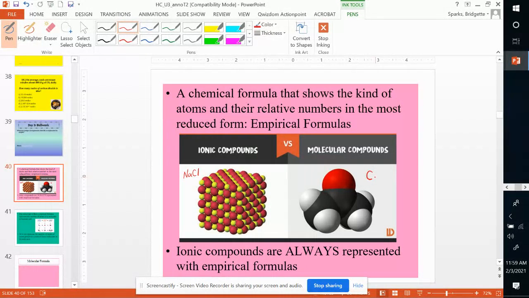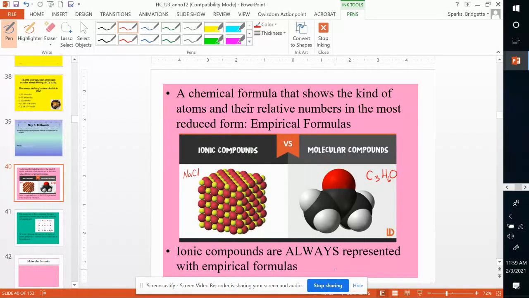And so in this case, there are 3 carbons. There's 1, 2, 3, 4, 5, 6 hydrogens. I know that's hard for you to see, but I know what the structure looks like. And then I have a single oxygen. This is actually already in the reduced form. So for this molecular compound, its chemical formula, or its molecular formula, actually is an empirical formula.